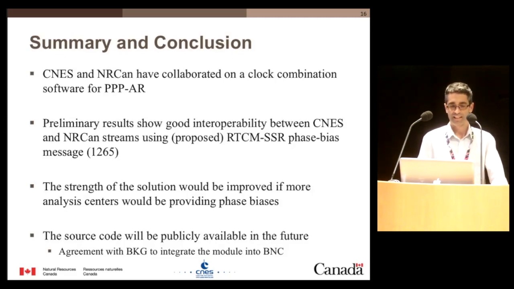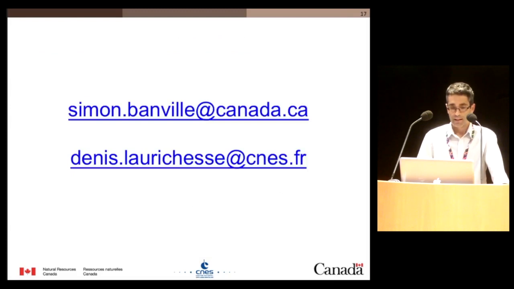So in summary, CNES and NRCAN have collaborated on a clock combination software for PPP-AR. The preliminary results show good interoperability between CNES and NRCAN using the proposed phase bias message. Now the strength of the solution would be improved if more analysis centers would be providing phase biases. So we invite any of the real-time analysis centers who wish to join the party to contact us. And the source code for this combination will be publicly available in the future. We have made an agreement with BKG to integrate the module into BNC, so we think that the source code should be available at that time. And if you have any questions, please contact either myself or Denis.